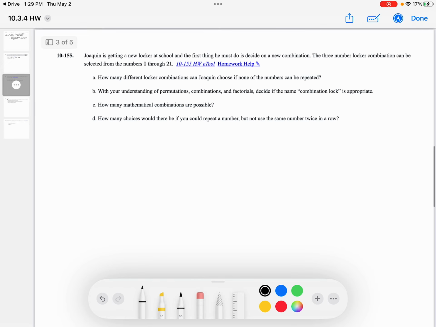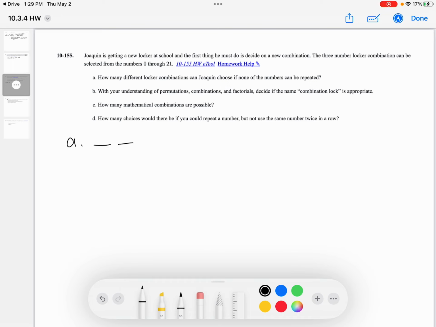Okay, let's look at problem 155. Joachim is getting a new locker at school, and the first thing he must do is decide on a new combination. The 3-number locker combination can be selected from the numbers 0 through 21. So let's remember that 0. So for part A, how many different locker combinations can Joachim choose if none of the numbers can be repeated?